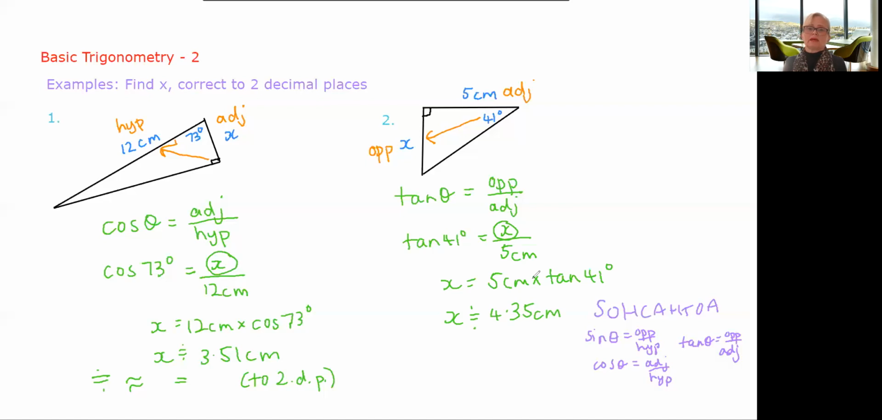Now let's just check, does that make sense? Yeah, that makes sense. If that angle's 41, that's almost like an isosceles triangle, so that's almost as big as that. Yep, that makes sense. Did this answer make sense? Yes, it's certainly a lot less than the hypotenuse, so so far so good. Always a good idea to check that you're at least vaguely on the right track. All right, let's go through and do some more.